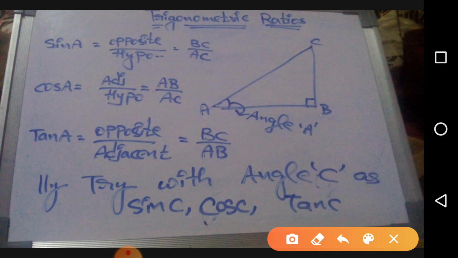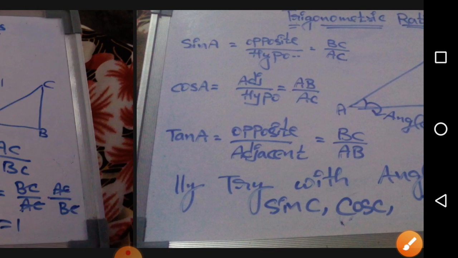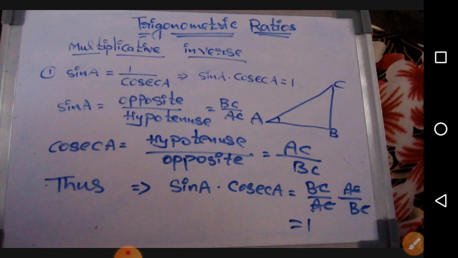Next we have tan theta. Do remember we always have to use a small t. So tan A equals opposite by adjacent, that is BC by AB. Similarly, try with angle C. Try with angle C for the three: what is the opposite side and what is the hypotenuse for sine C and cos C. Now this will become adjacent and this will become hypotenuse. Give it a try, and if you don't get it, let me know in the comment section.